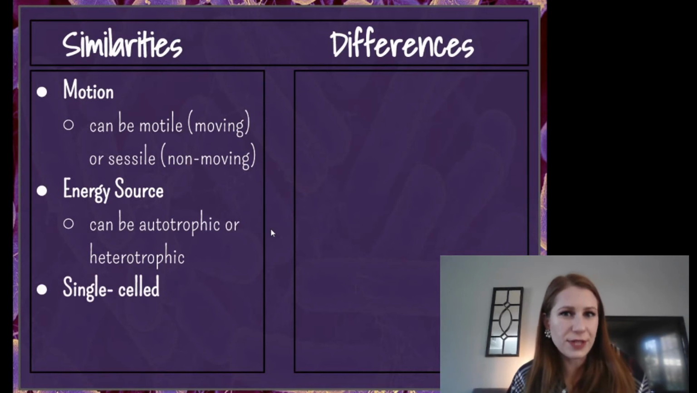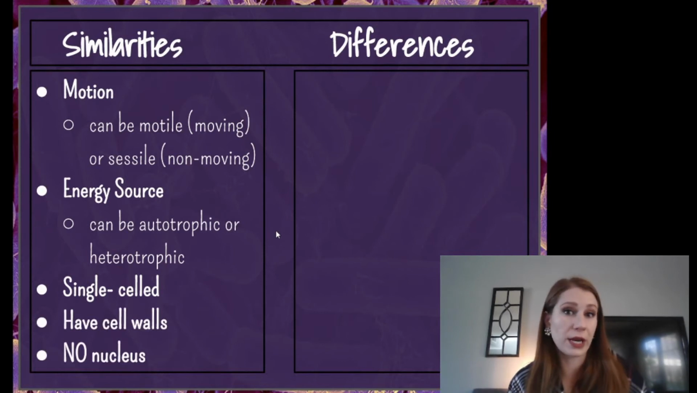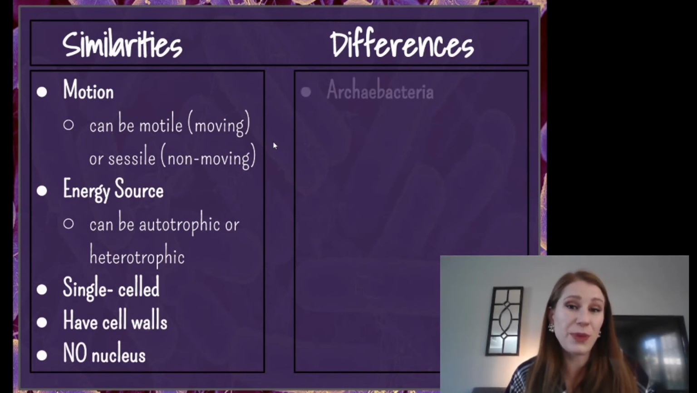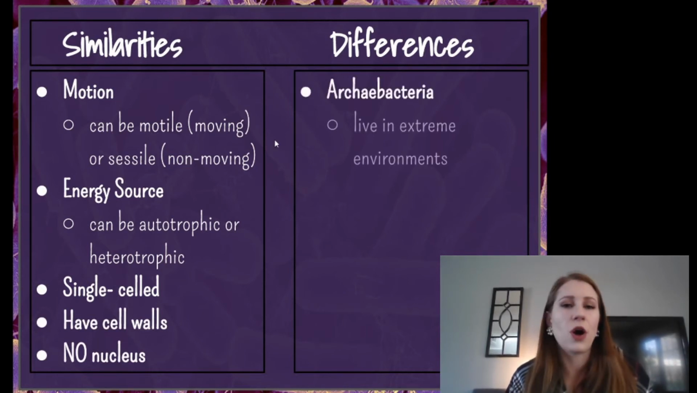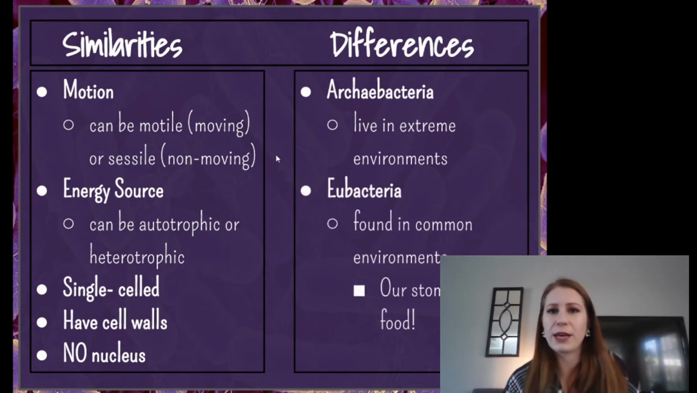They're all single-celled. That is 100% across the board. They have cell walls to help protect them, and they have no nucleus or organelles. So those are all the similarities between our two groups of prokaryotes. Now, the differences basically just lie in where they're found. Archaebacteria live in extreme environments, while eubacteria are found in more common environments, like in our stomachs and our food.